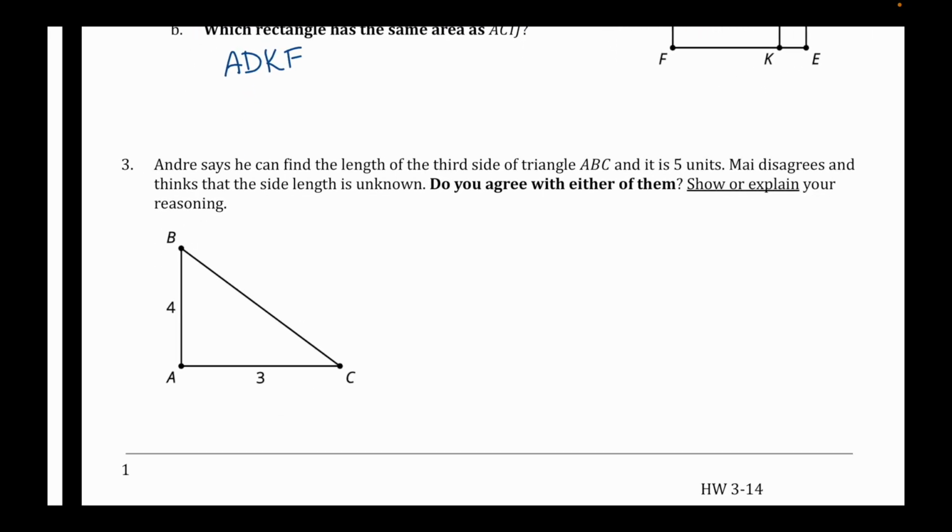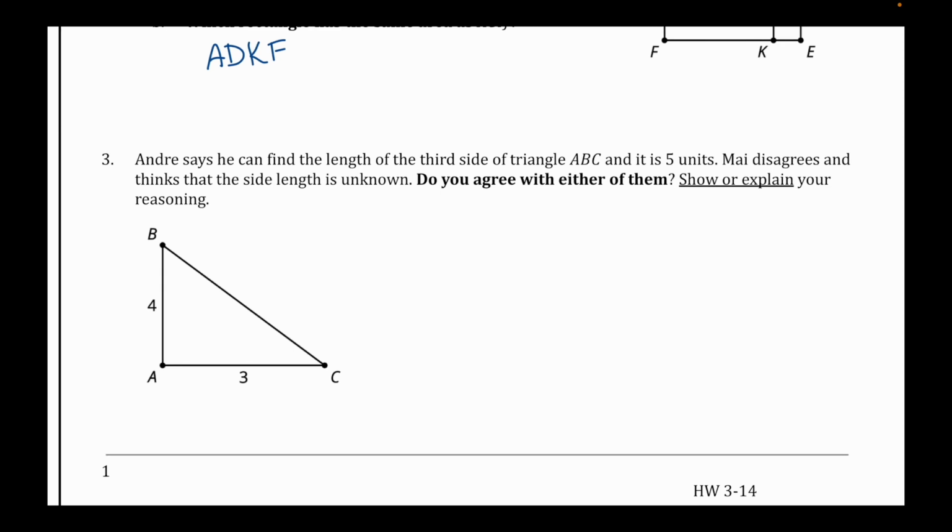For question 3, Andre says he can find the length of the third side of triangle ABC, and it is 5 units. Mai disagrees and thinks that the side length is unknown. Do you agree with either of them, and show or explain your reasoning? I agree with Mai that this is unknown. It is real easy to want to assume that this is a right triangle, but we are not given any angles in this. And if it was a right triangle, then 5 would be the correct measurement, but we don't know that it's a right triangle. So I'm going to say I agree with Mai.